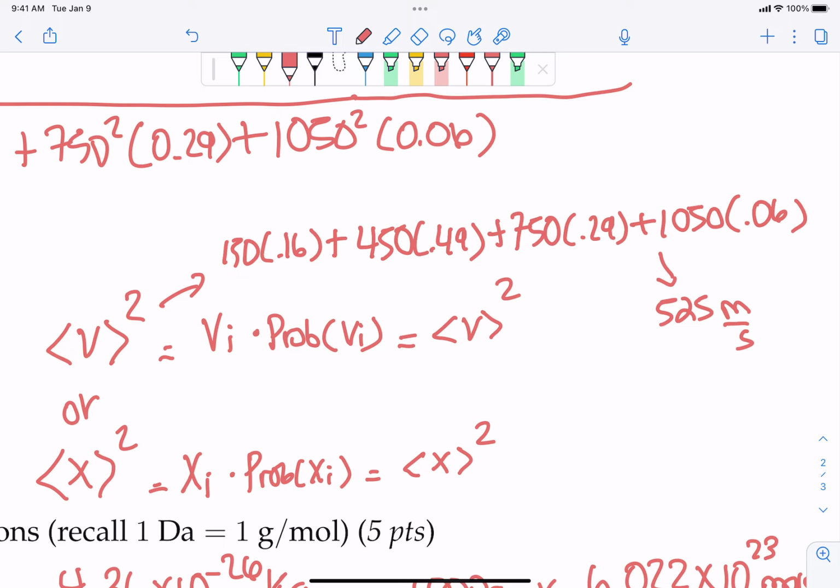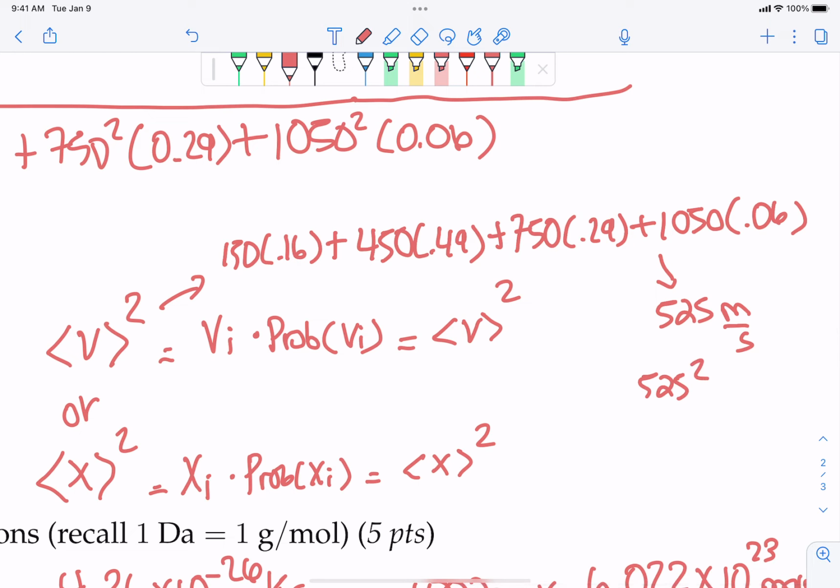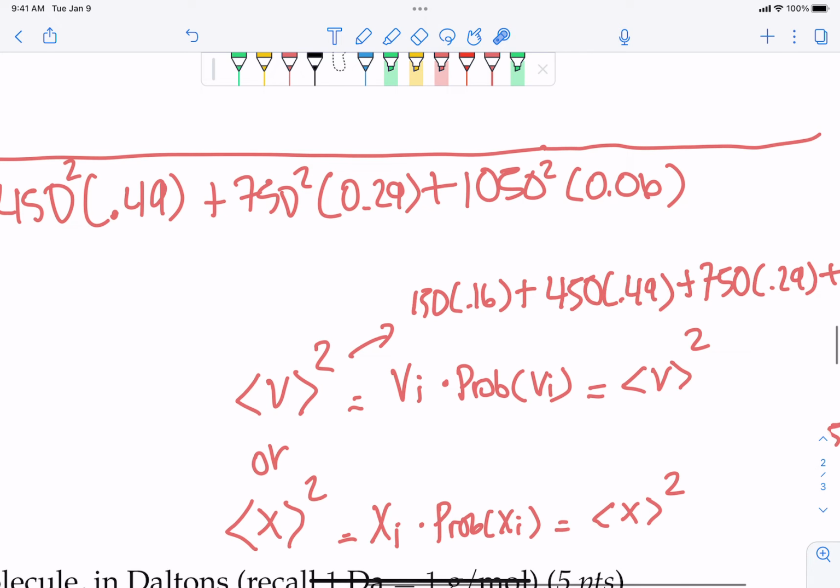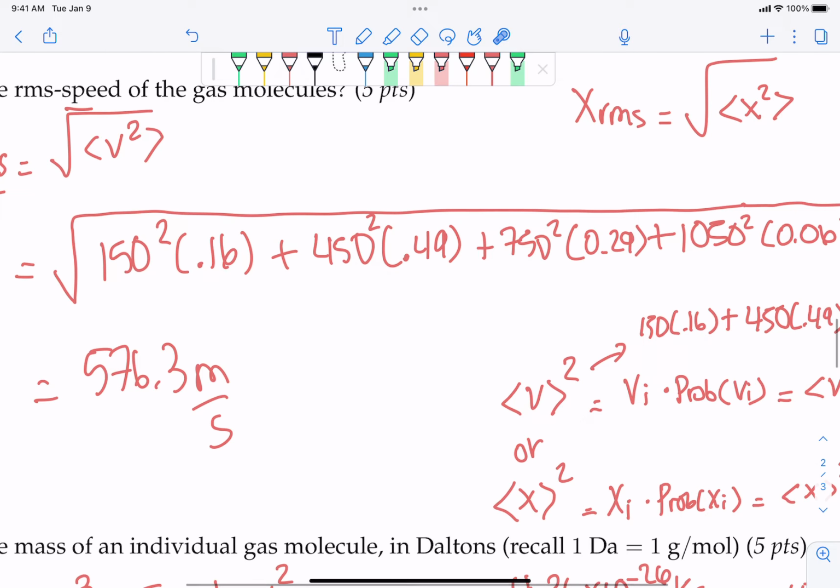Now, then I would square that. 525 squared would get me like 275,625 for my average speed squared with the exponent on the outside. Now, if the exponent was on the inside, it would just be this here, 150 squared times probability, 450 squared times the probability, and so on and so forth.